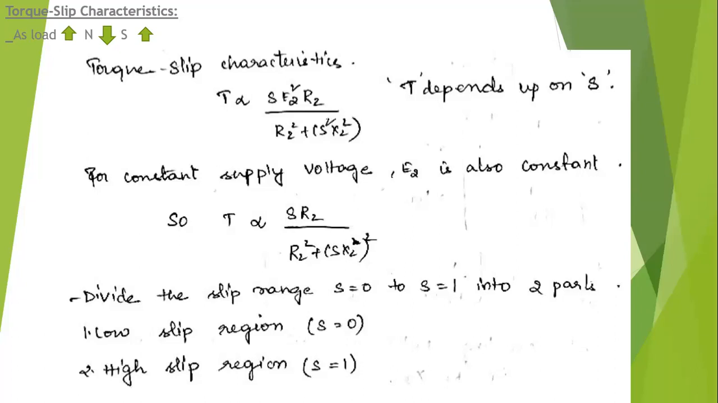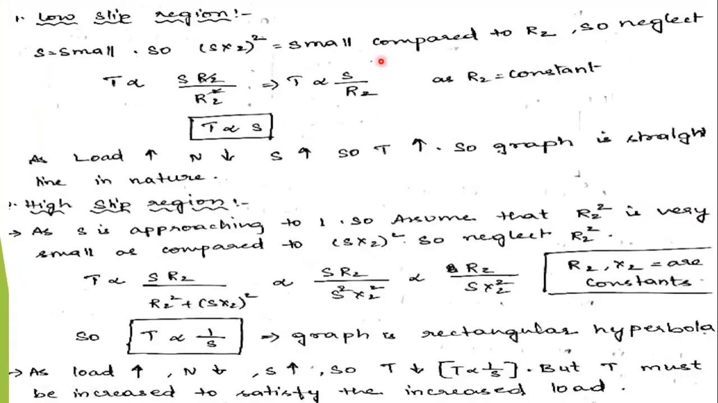In this second equation, T is directly proportional to SR2 by R2 square plus SX2 whole square. The denominator is R2 square plus SX2 whole square. There is an assumption that the second term, SX2 square, is very small compared to R2, so being negligible, I can neglect it. The torque becomes T directly proportional to SR2 by R2 square, and cancelling terms, T is directly proportional to S by R2.